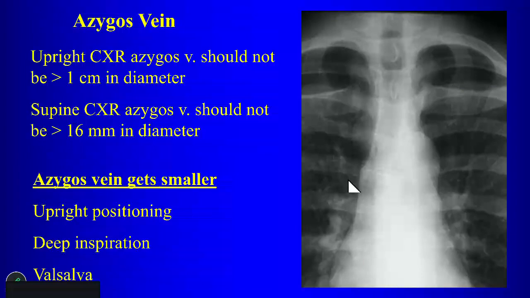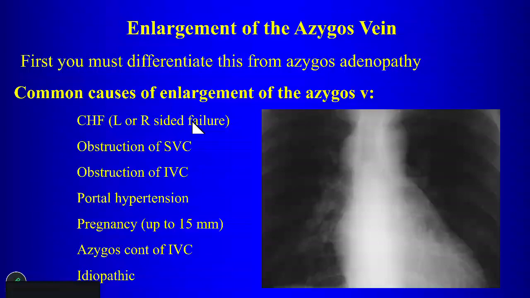So on an upright chest X-ray, there are some numbers here. Should not be greater than 1 centimeter. Supine, of course, it dilates, so there are numbers there too. So the azygos can get smaller with upright positioning, deep inspiration, Valsalva. Used to be an old question, how do you differentiate lymphadenopathy from dilated azygos vein on fluoroscopy? But of course, it's not something we need to worry about anymore. So these are some things that can cause dilatation of the azygos vein.